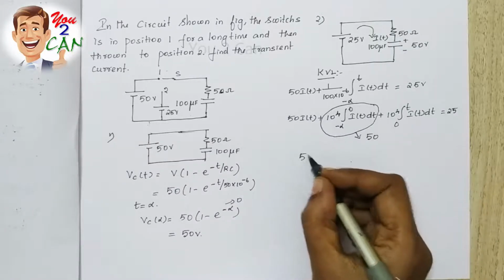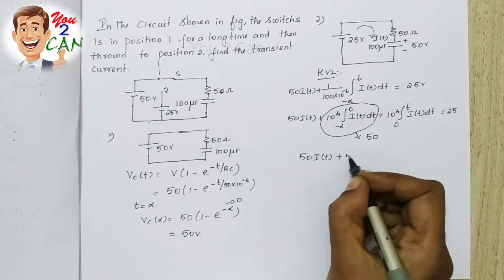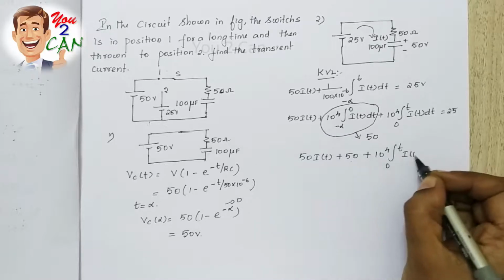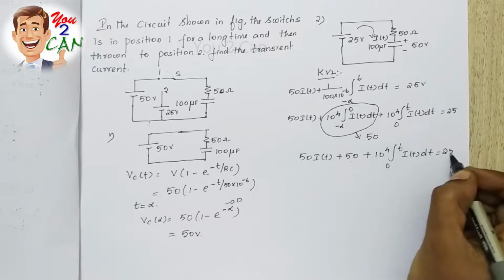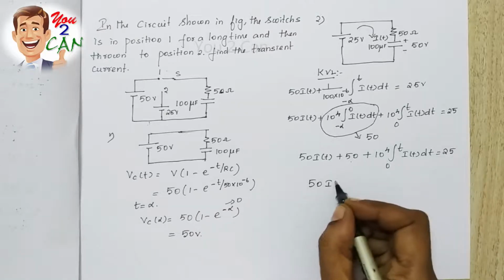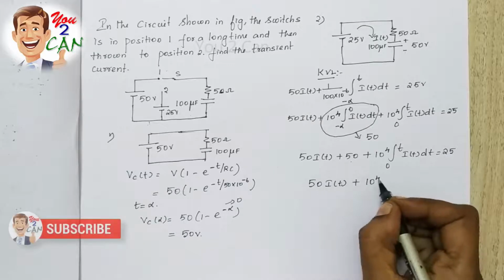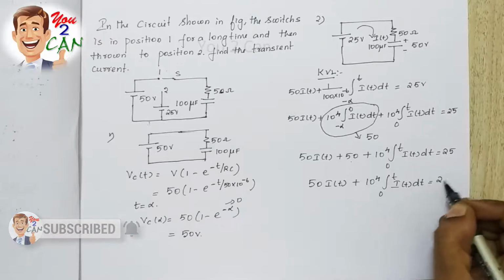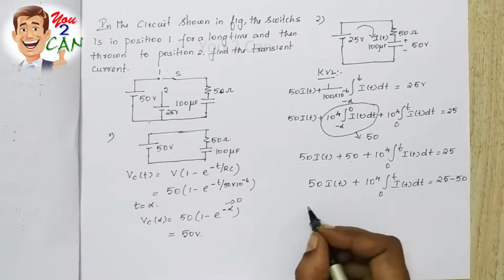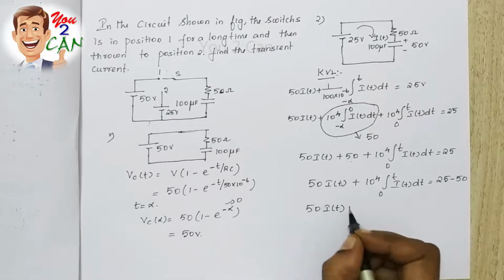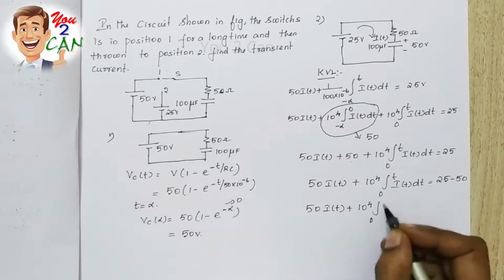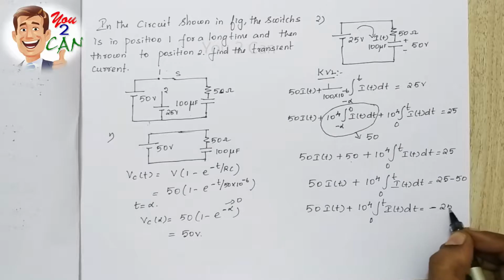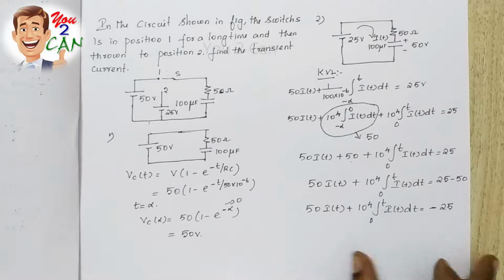So 50 I of t plus 50 plus 10 power 4 integral 0 to t of I of t dt will be equal to 25. So 50 I of t plus 10 power 4 integral 0 to t of I of t dt will be equal to 25 minus 50. So 50 I of t plus 10 power 4 integral 0 to t of I of t dt will be equal to minus 25. Now apply Laplace at this stage.